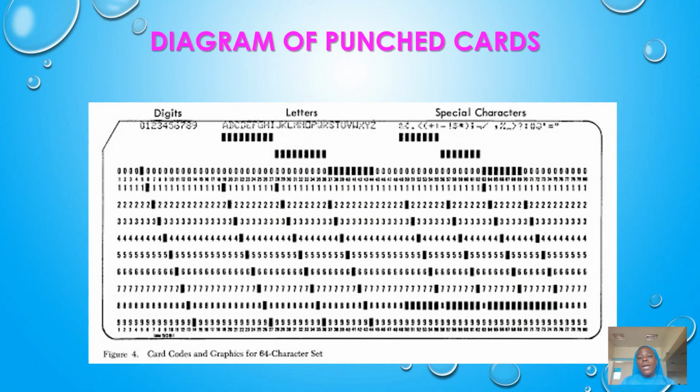So here we have the illustration of a punched card. As you see the digits, you see the letters, you see the special characters and the holes that we talked about.